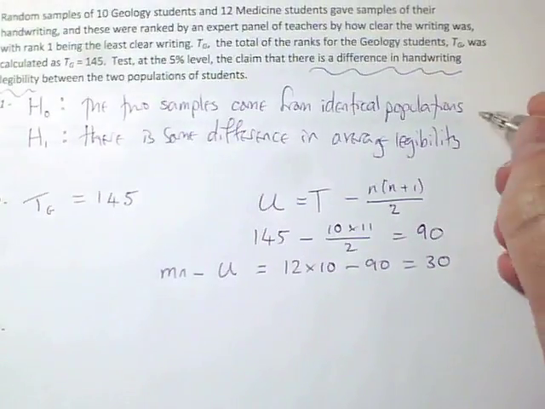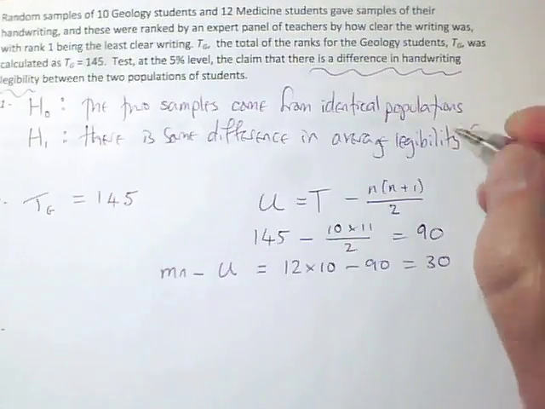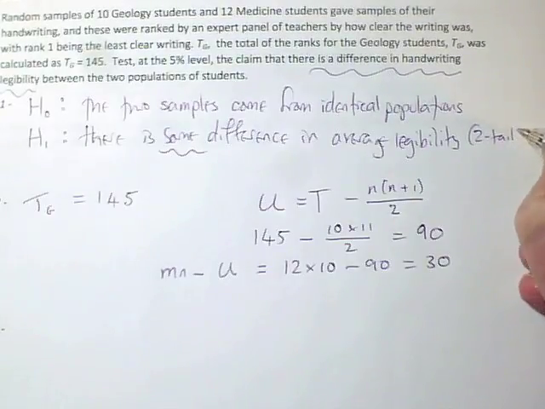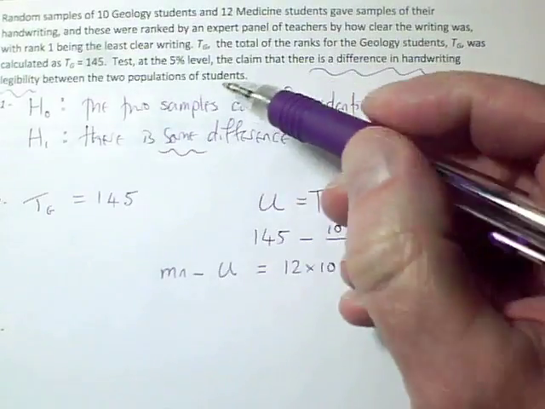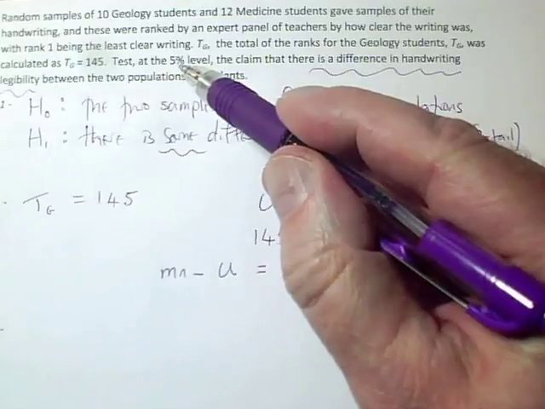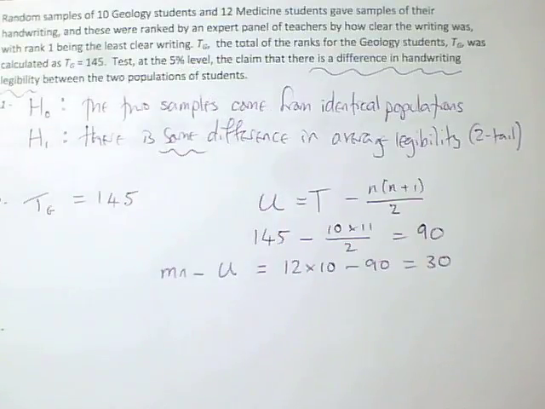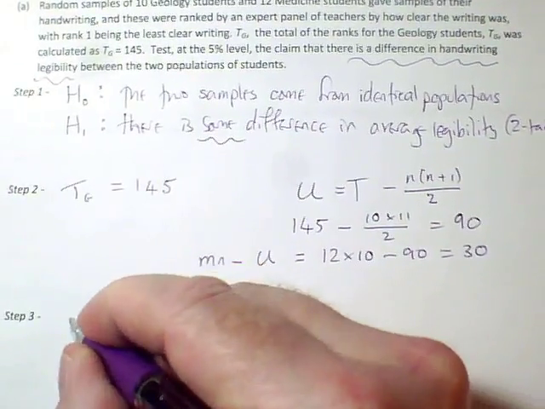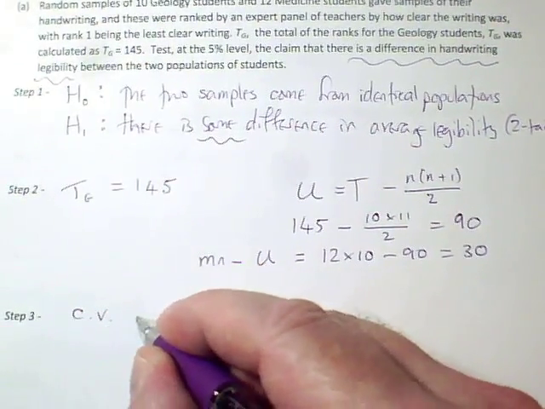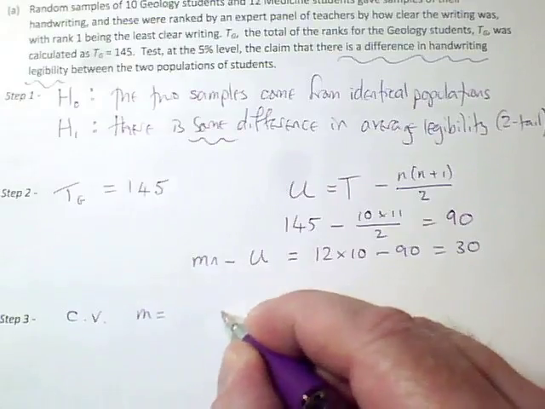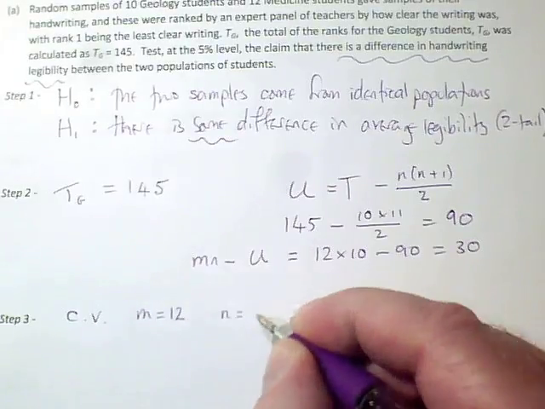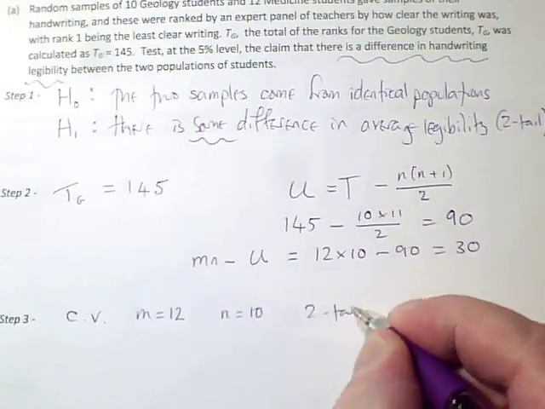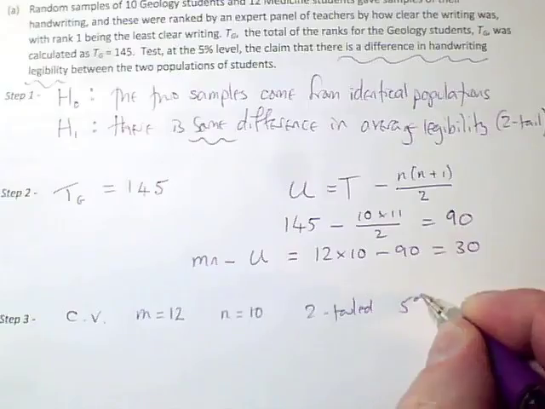Oh, I should have said when I did H1 that, because it's just any difference, I'm dealing here with a two-tail test, and I'm testing at the 5% level for two tails. So I've now got my test statistic to work with. I now need the critical value, and for that I need the values of m and n. There were 12 medicine and 10 geology students, and I need to know that it's two-tailed and that I'm looking at 5%.